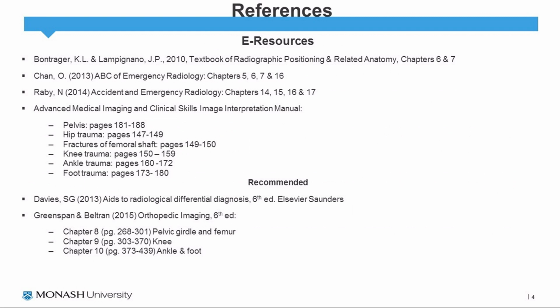I've given all of the references for all three presentations in the slide. So there's a couple of references. It's the book by Bontrager, chapters 6 and 7, and then in Chan there's chapters 5, 6, 7, and 16. And in Raby, there's chapters 14, 15, 16, and 17. And then in the image interpretation manual, I've given all the pages related to the pelvis and the lower limb.